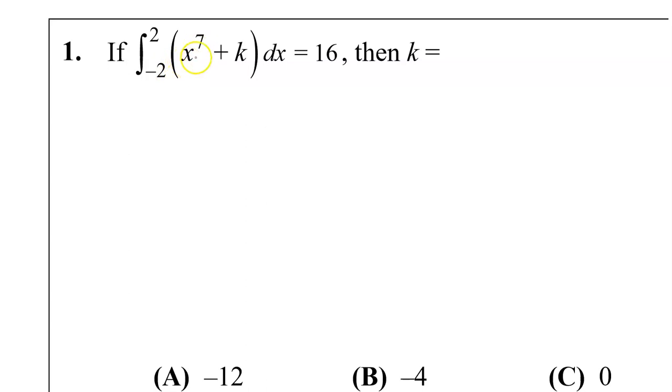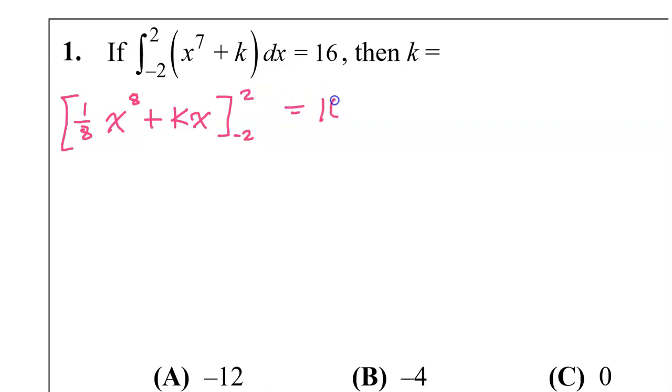So the integral of x to the 7th power, we use the power rule of integration. Increase the exponent by 1, you get 8. Divide by the new exponent, you have 1/8. And then if you integrate a constant, then you get an x. So I have kx. So the limits of integration are from -2 to +2.